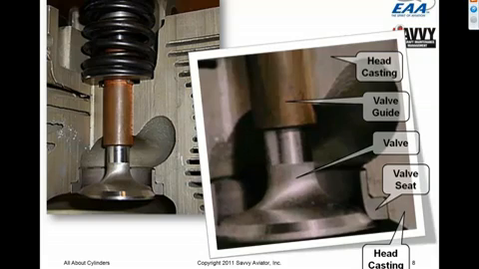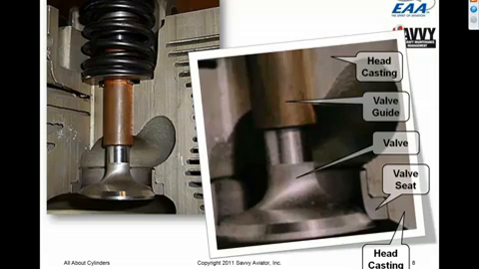And finally, the head casting. While we're looking at this cutaway, I want to point out a couple of things to you. If you take a real close look at the valve where it contacts the seat, you will notice that the valve and the seat are cut at slightly different angles, so that the point of contact between the valve and the seat is a relatively narrow area.